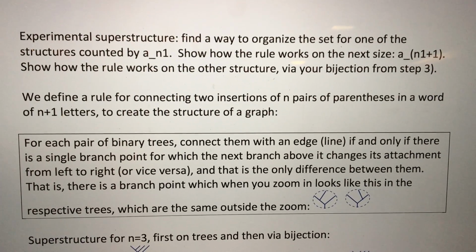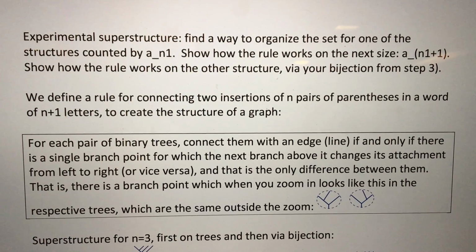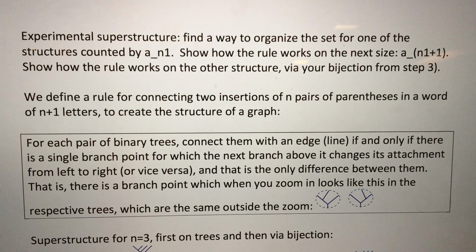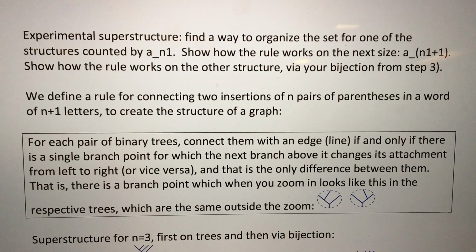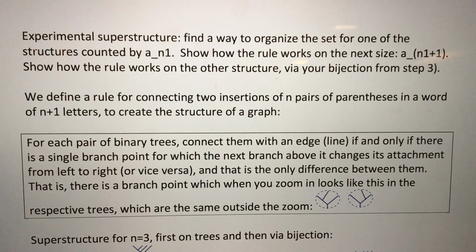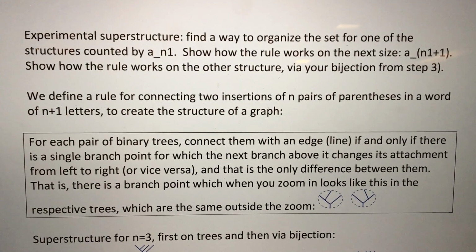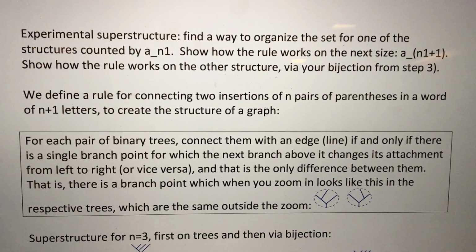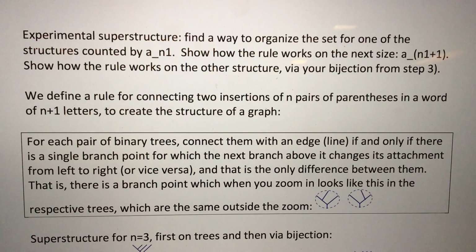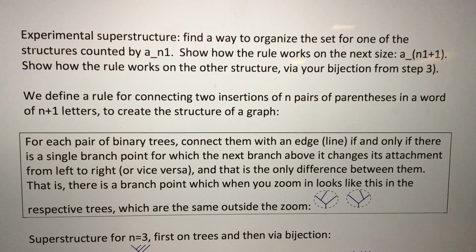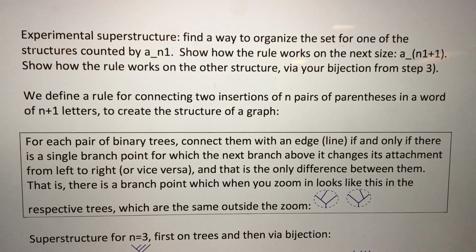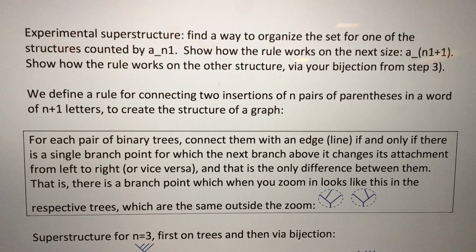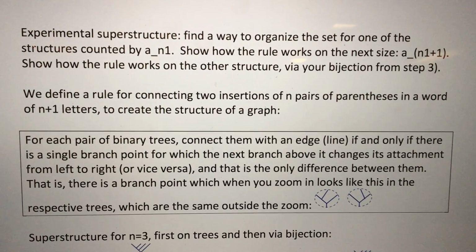So for each pair, looks like I defined it on trees first, and then I moved it over to the pairs of parentheses. That's what the instructions say. Define it on one small structure, or one small set of structures, which is, in our case, a sub 3, which came out to 4 or 5 pictures. There's 4 leaves, 5 pictures. And here's the rule that I said.